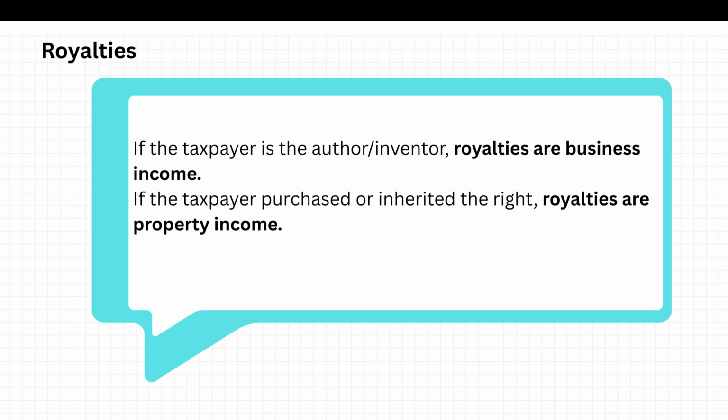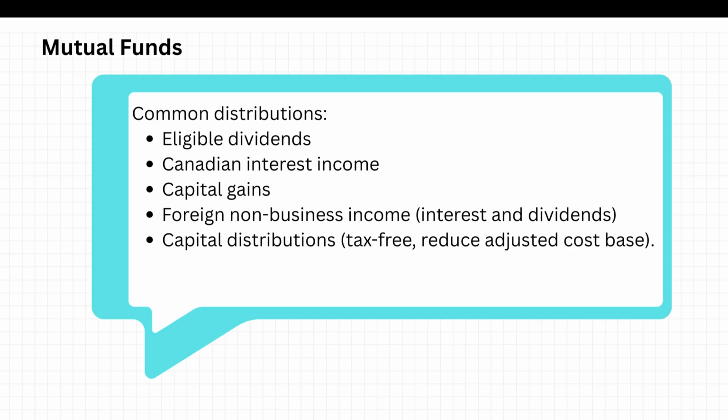If you created the property, that's business income. But if you inherited or bought the rights, it's property income. Mutual funds. These often distribute income directly to investors, and that could be in the form of interest, dividends, capital gains, or tax-free capital distributions.